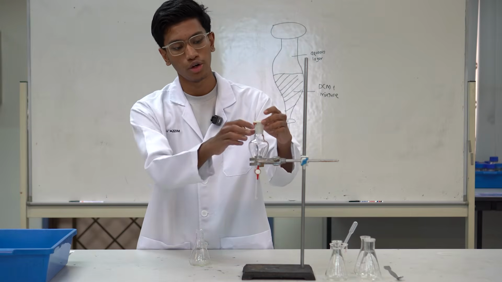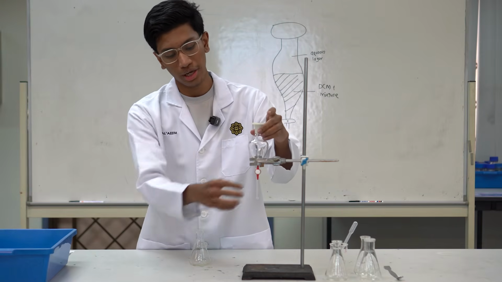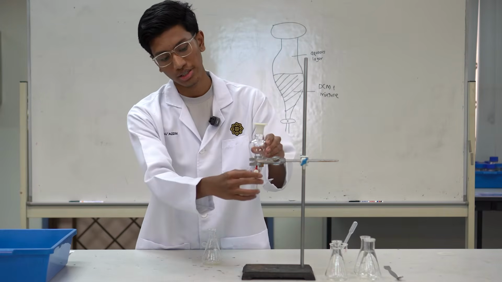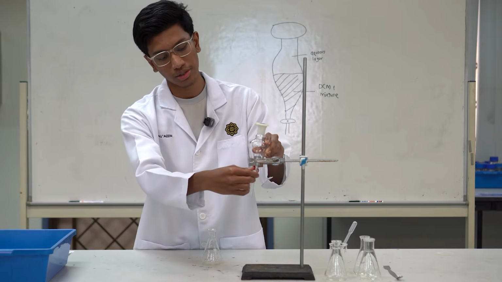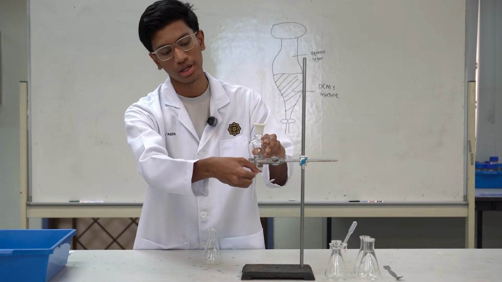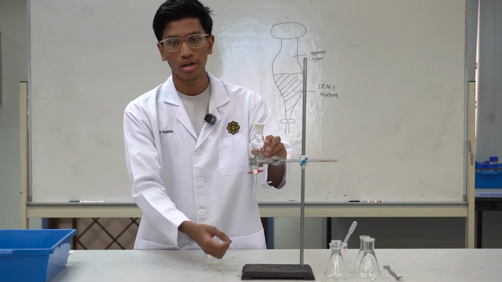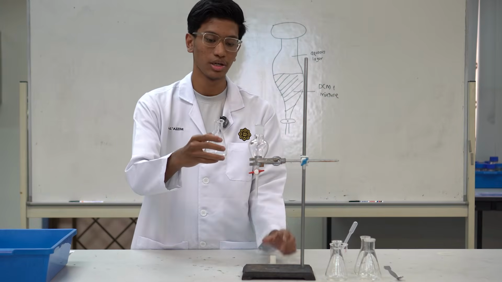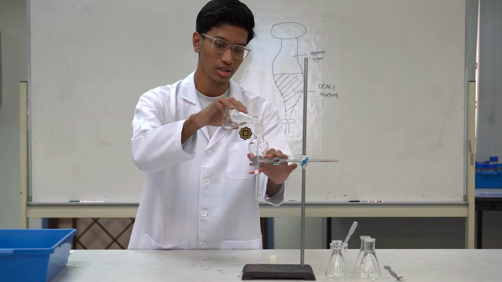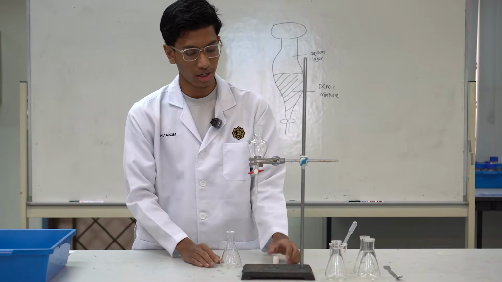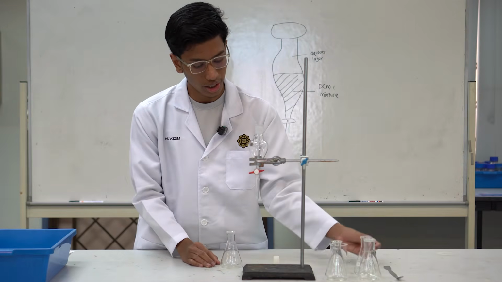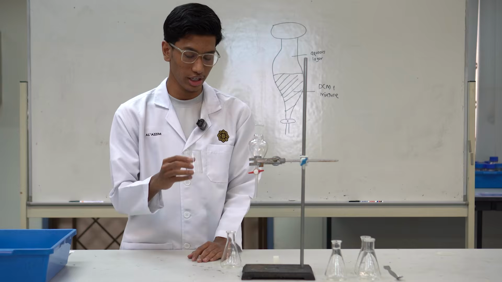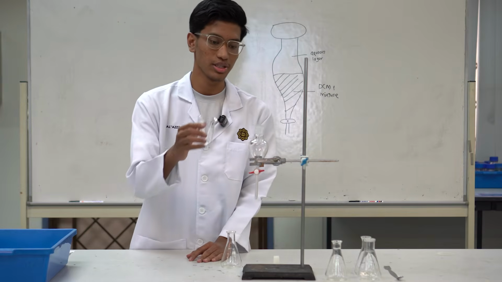After that, before we put the mixture into the separation funnel, we must ensure that the stopcock is placed horizontal, so that the solution will not pour down. So we put the mixture into the separation funnel, and after that we need to add a strong base, which is 10 ml of 5% sodium hydroxide, into the mixture.